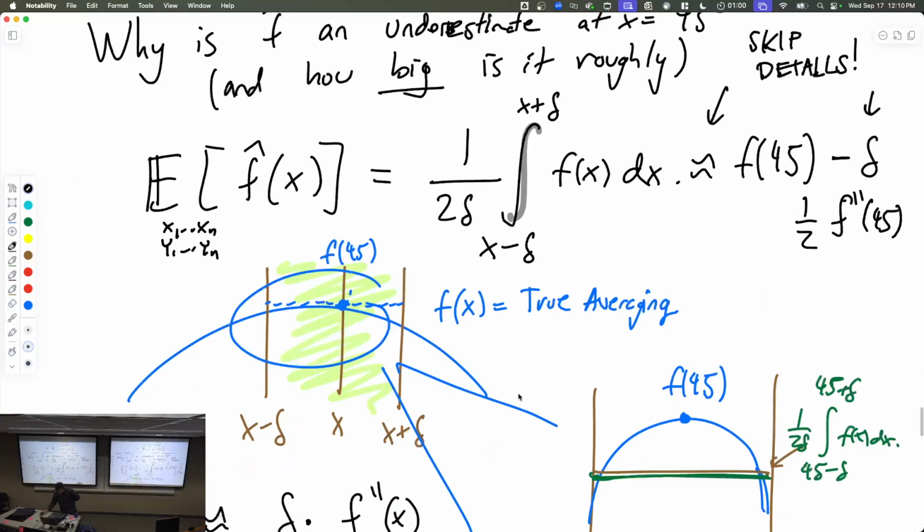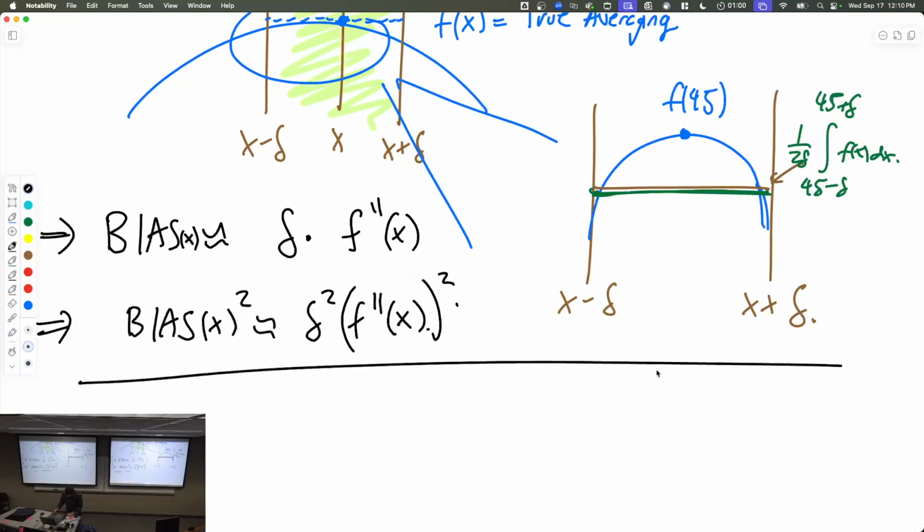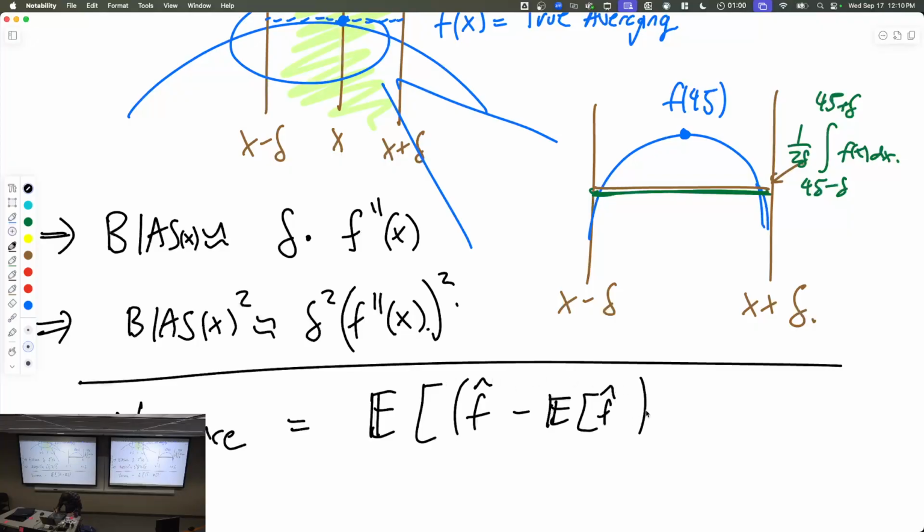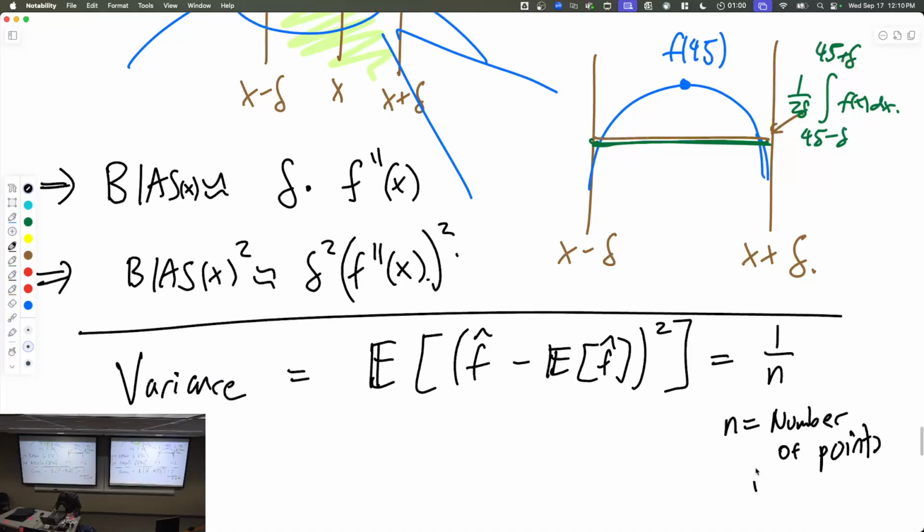The variance we've already done. Let me remind you what the variance is in terms of delta. The variance in this problem is just the sample size. So the variance, which is the expected value of f hat minus its mean, squared. I'll write it like this. We said before, this is 1 over n, where n equals the number of points in the sample.